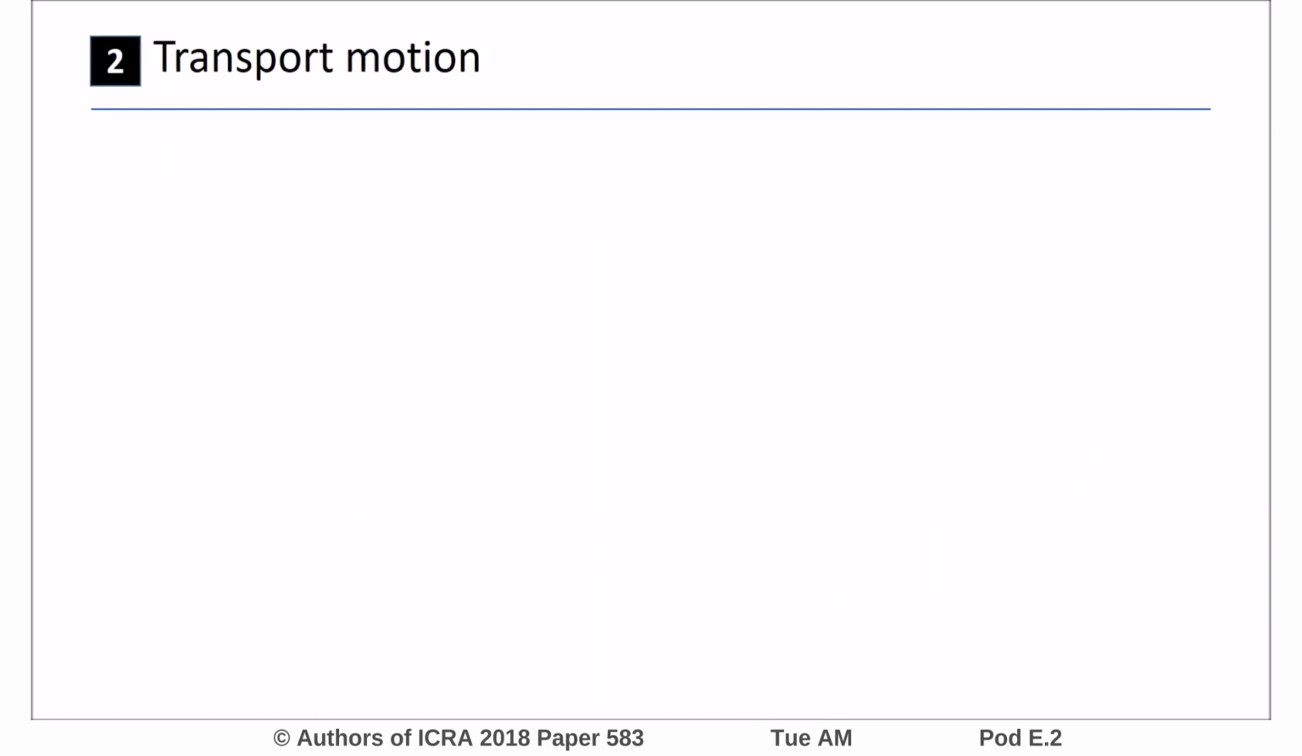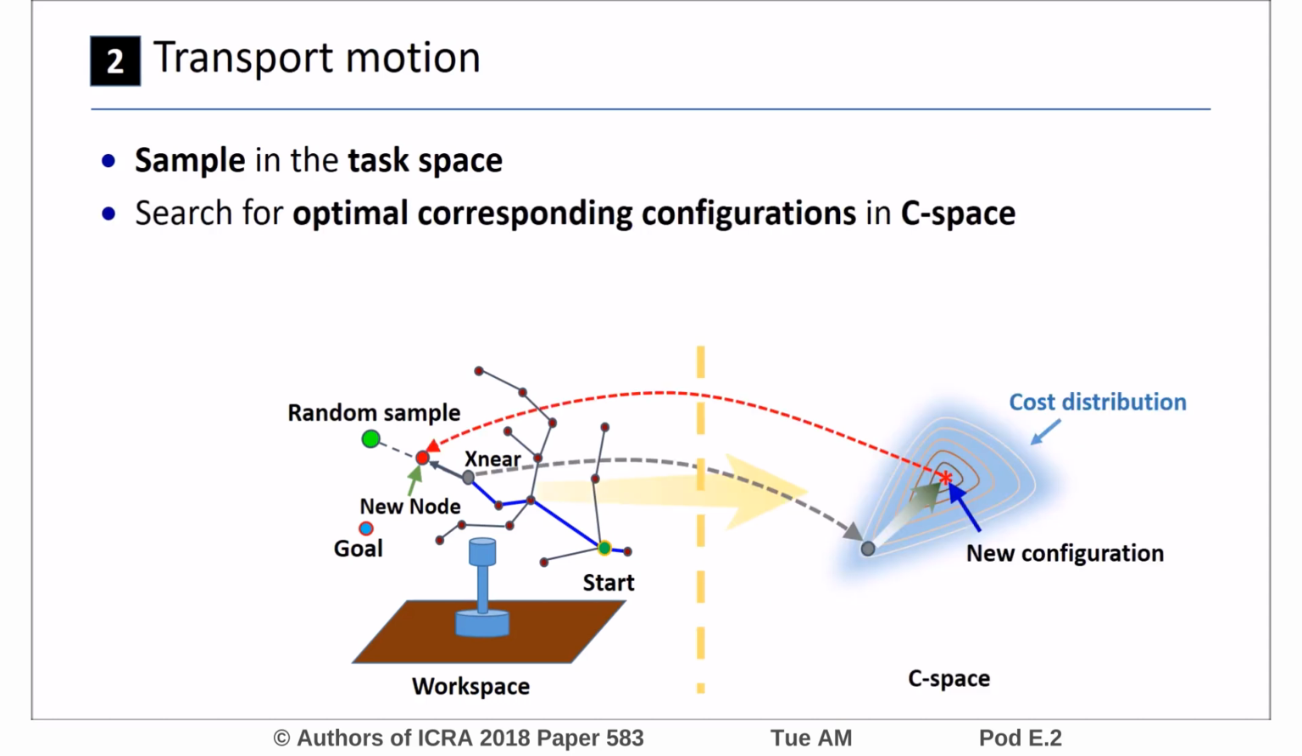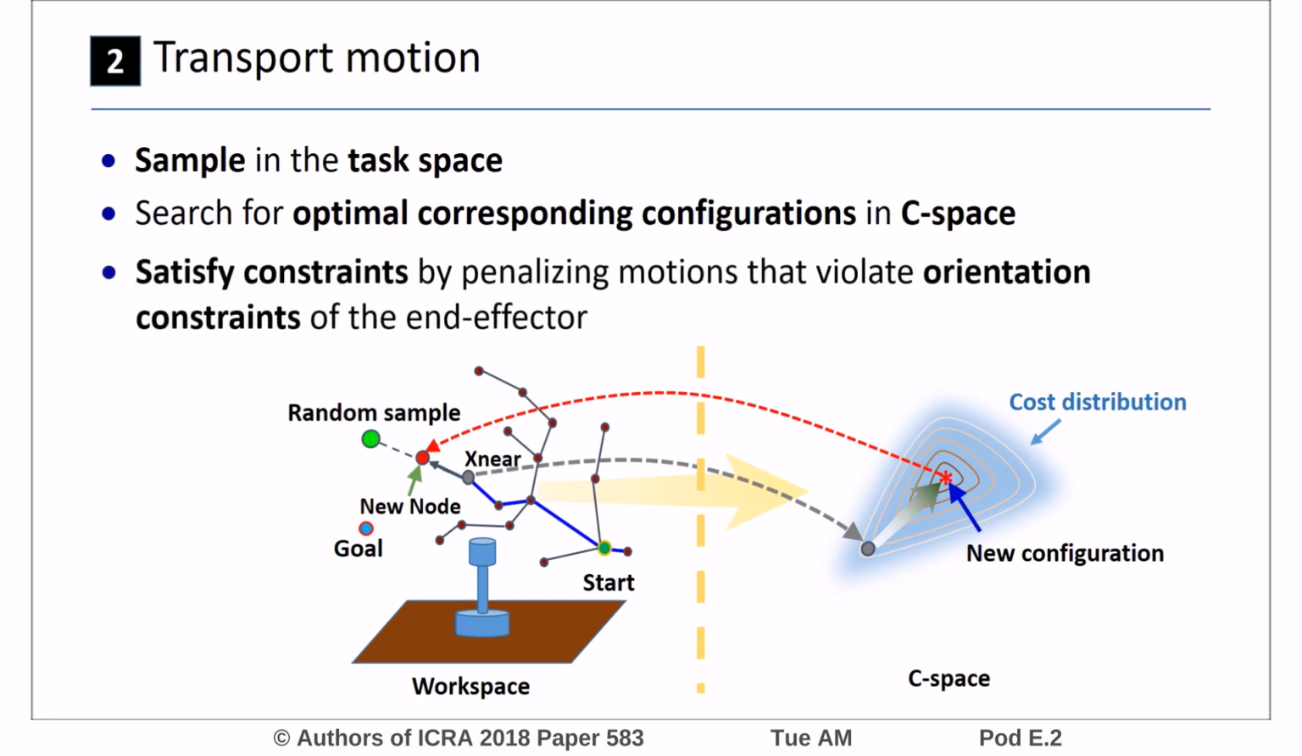Next, for the transport task, while maintaining the orientation of the end effector, we suggest sampling in the task space and then finding the corresponding configurations in C space. Our method penalizes the motions that violate orientation constraints of the end effector. Common constraints can include keeping roll and pitch at 0 during transport in order to keep the object upright. This approach is efficient and fast since the corresponding configurations are found based on an optimization with soft constraints.